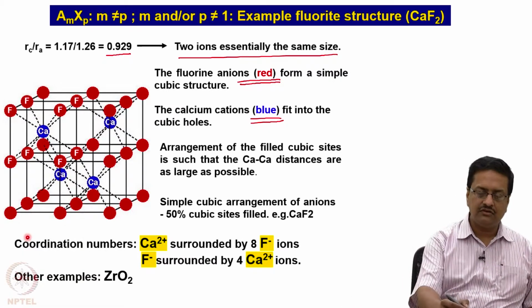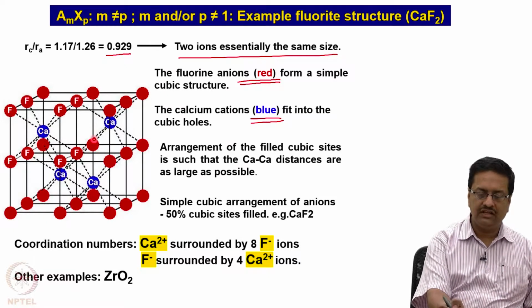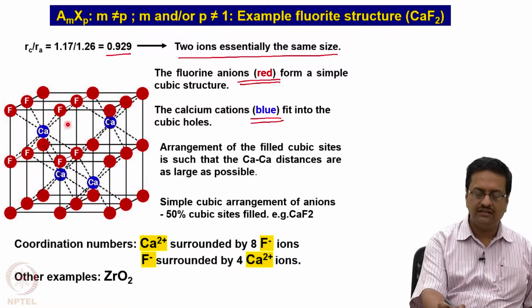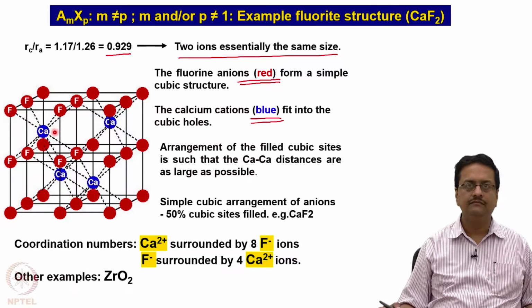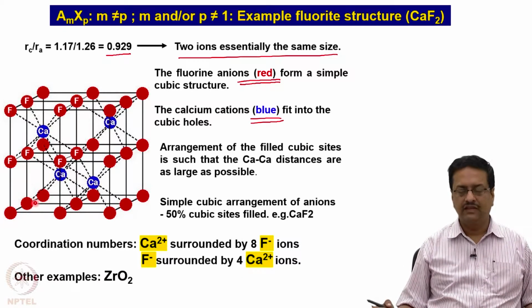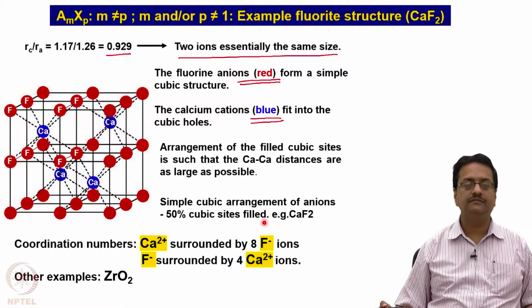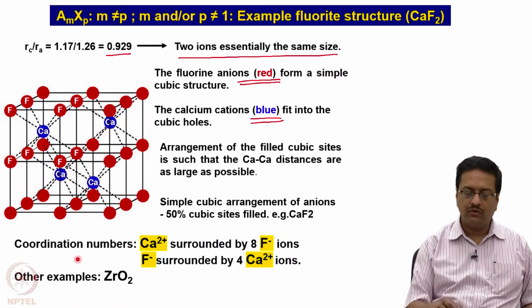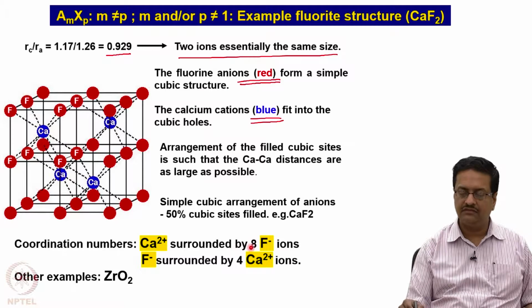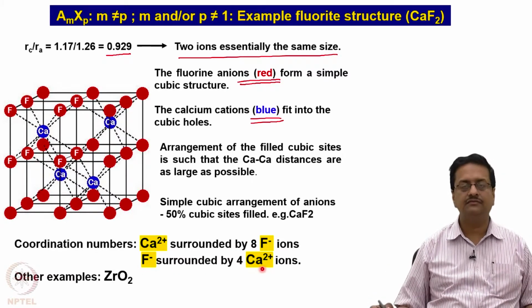But if you look at the corresponding adjacent unit cell, the fluoride ions are forming a simple cubic lattice, but the center is vacant. The same is true for the lower part also. That means the simple cubic arrangement, with 50% of the cubic sites filled, is what we have in the case of calcium fluoride. So the coordination number for calcium is 8 and the coordination number for fluoride is 4.